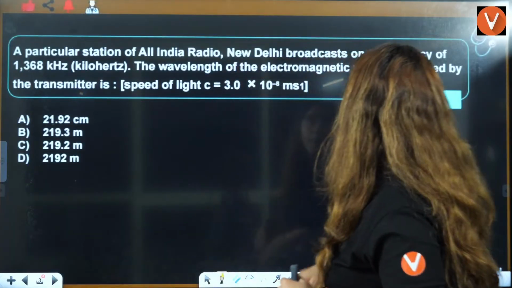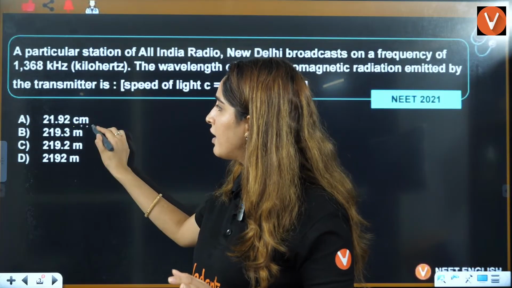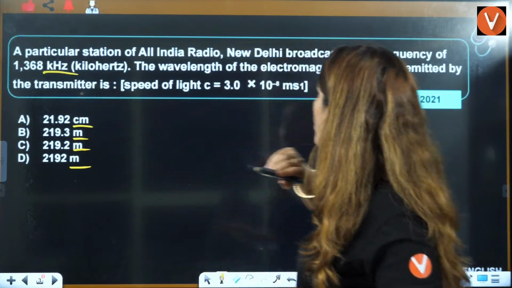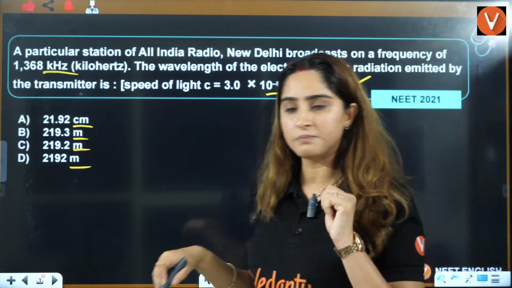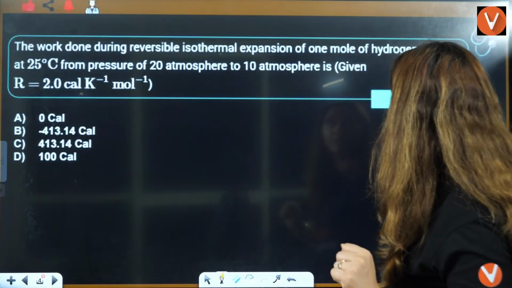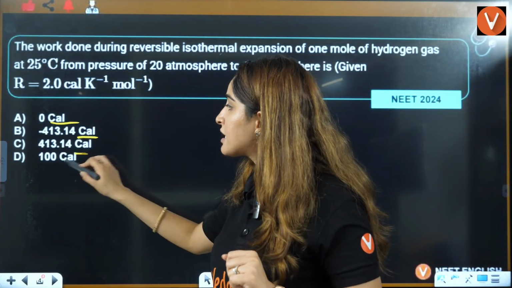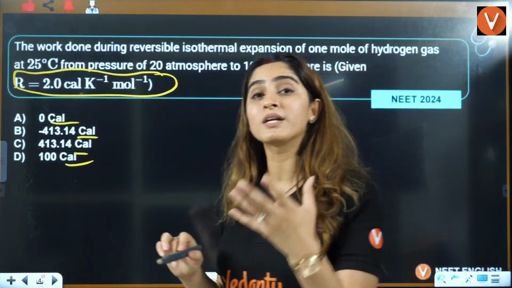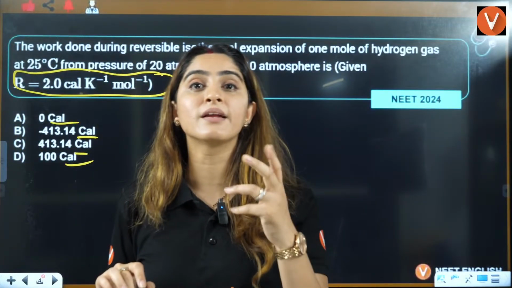Then if you talk about the NEET 2021 question, here again, the conversion centimeter, meter, this is in kilohertz, right? Now all these things are required. Then if you talk about the next one, NEET 2024, again this is in calories. Now here, what if this was not given to you? Now R, what is the value of R in calories? What if we want to get the answer in calories?